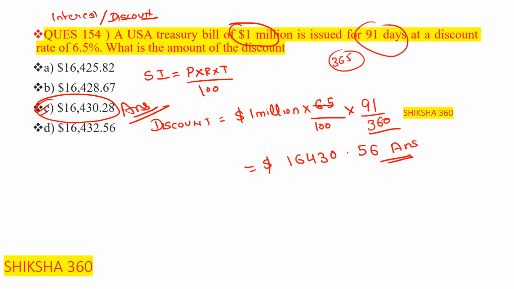Mostly, in the case of the Treasury bill, we have to use the 360 days. Clear? Okay. Now move to the next question.